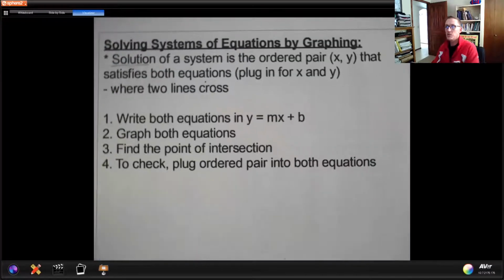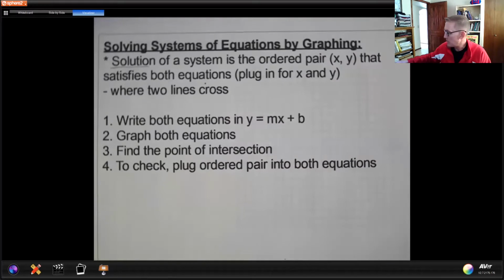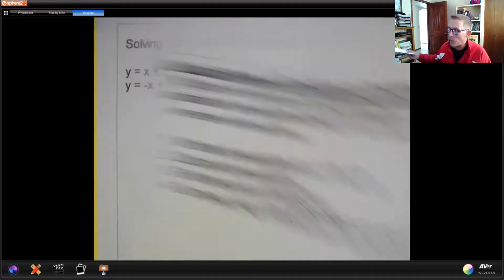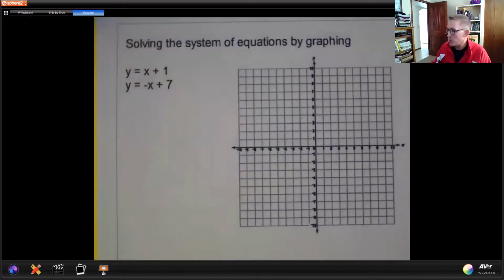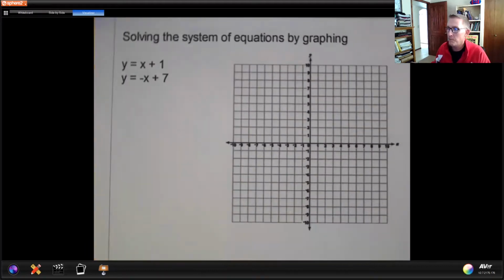Remember, systems, and let's bring back the notes here. Your systems, you are going to be graphing both lines, and the solution is where those two lines cross. So let's look at different examples about how that's going to work with our systems. And we're going to learn why we use systems and how to use systems as we go further. So I'm going to start you off pretty basic here.